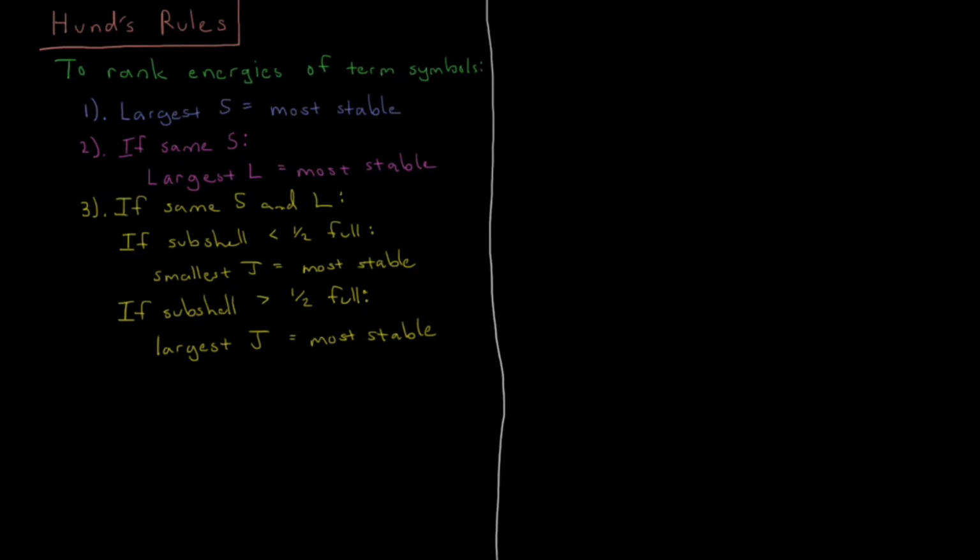In this video, we're going to look at Hund's rules for determining what the ordering of energy is for a given set of term symbols for a certain electronic configuration. So Hund's rules tell us what to do when we have a number of term symbols for a given electronic configuration. In order to rank the relative energies of these term symbols, we just follow these rules and we should be able to determine an order for which is lowest in energy, then which is next lowest, etc., in order to be able to see which one is the ground state of a given configuration.